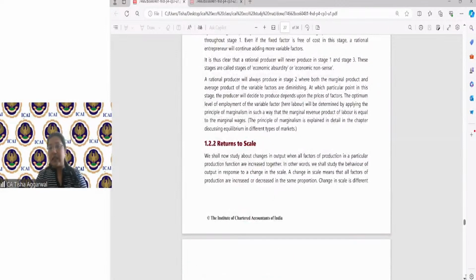Next is returns to scale. This is what we have talked about, the returns to factors of production, wherein we were keeping one factor as variable, one factor as fixed. This was a short run mechanism. Let's talk about the long run. What happens there? In the long run, in the returns to scale, everything goes on smoothly. All the factors can be changed. When I say all the factors can be changed, I can call it the long run period only, because it is the long run time period wherein all the factors, be it variable or fixed, change. In fact, all of them become variable.